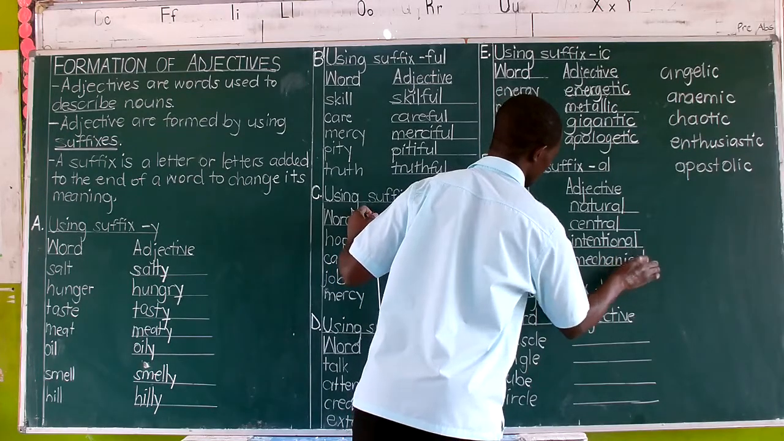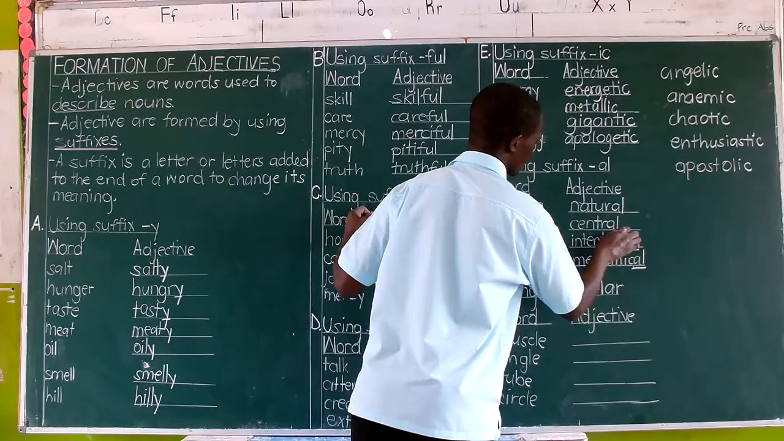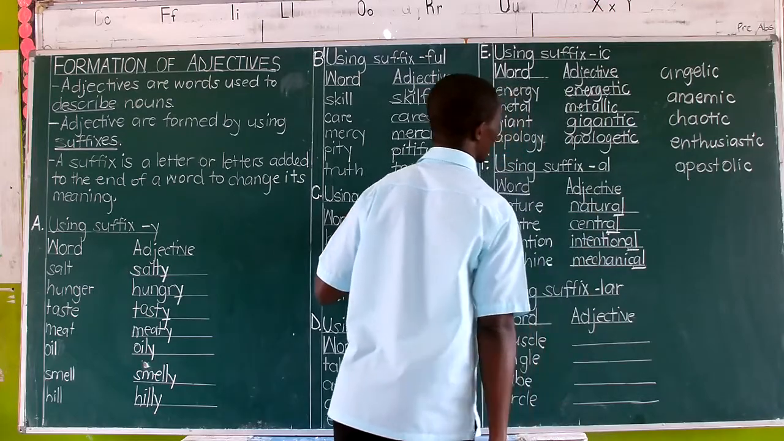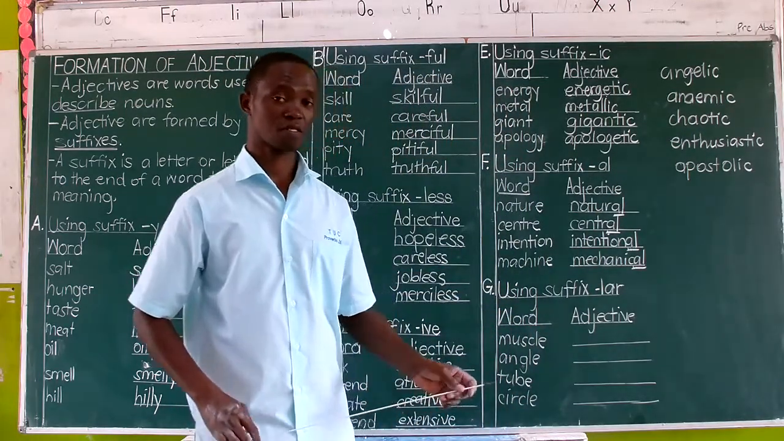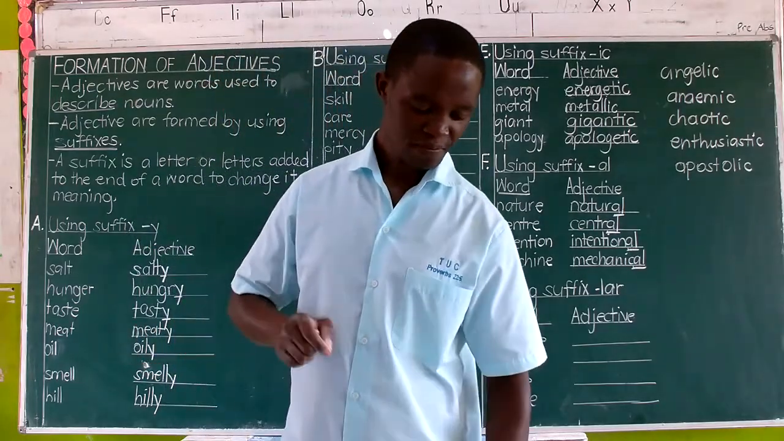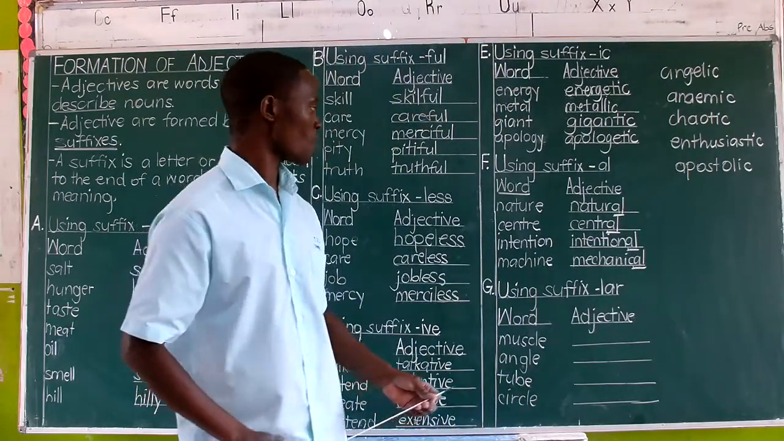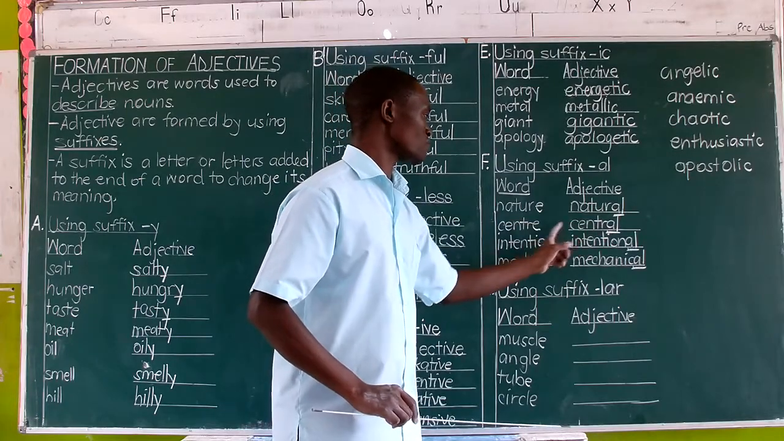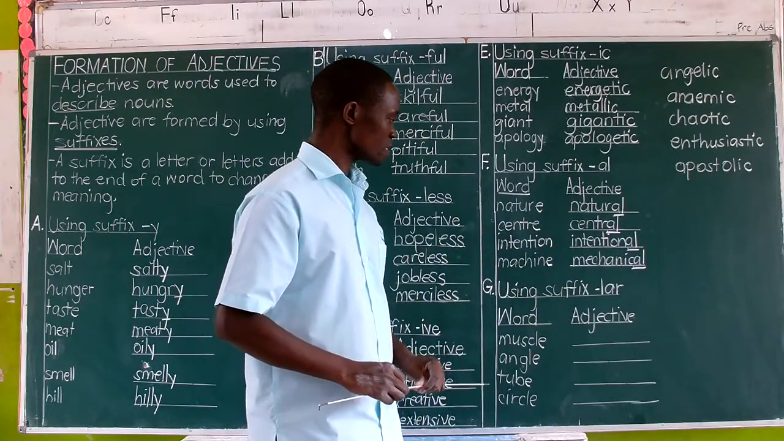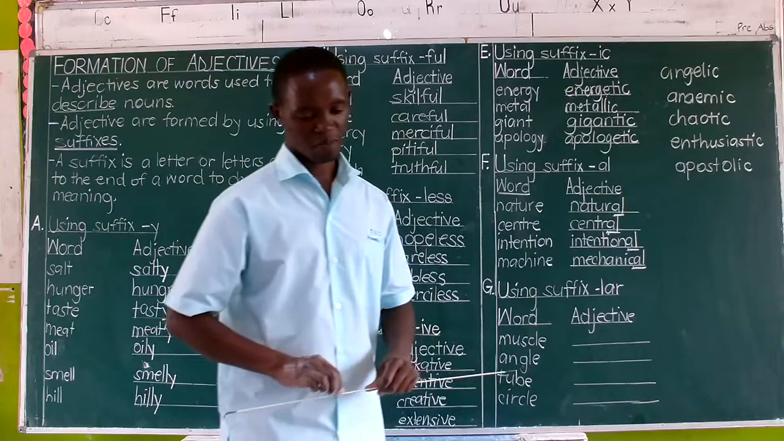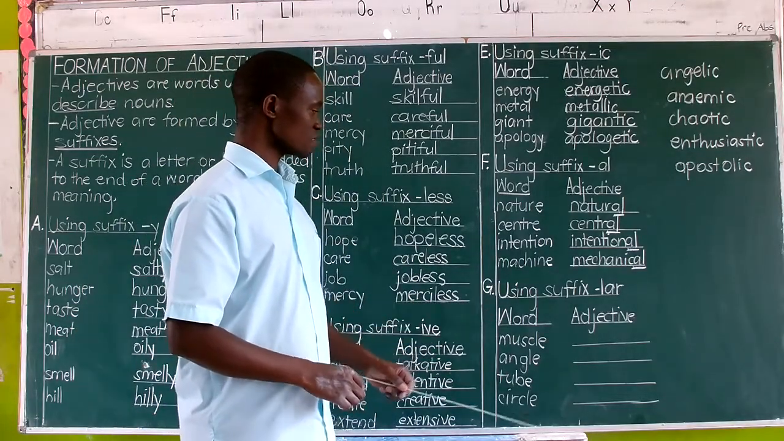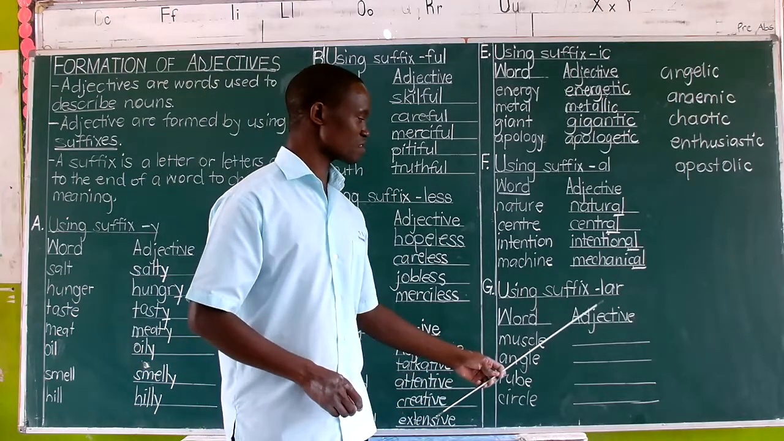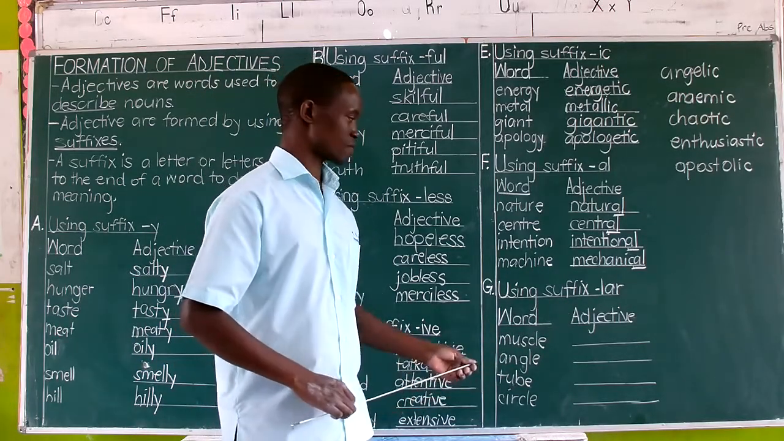The letters you see at the end of each word, each adjective here, are known as the suffix. Remember suffix, the teacher said, is a letter or group of letters added to the end of a word to change its meaning. We got the very last one in our list that is on the board, but not in your list in the book, which is formation of adjectives using suffix lar.